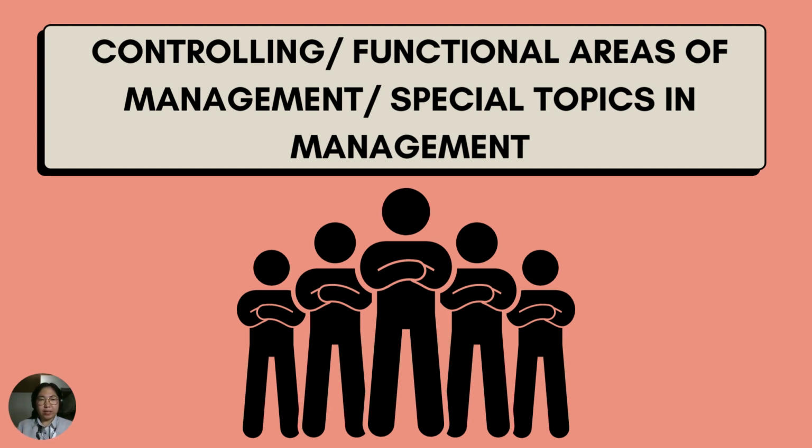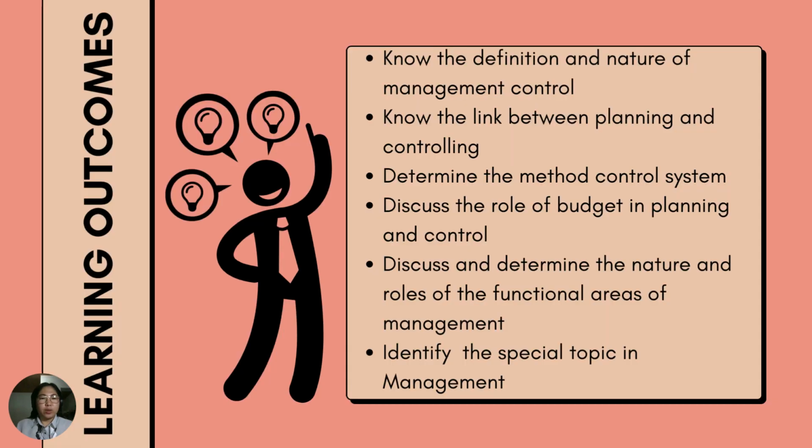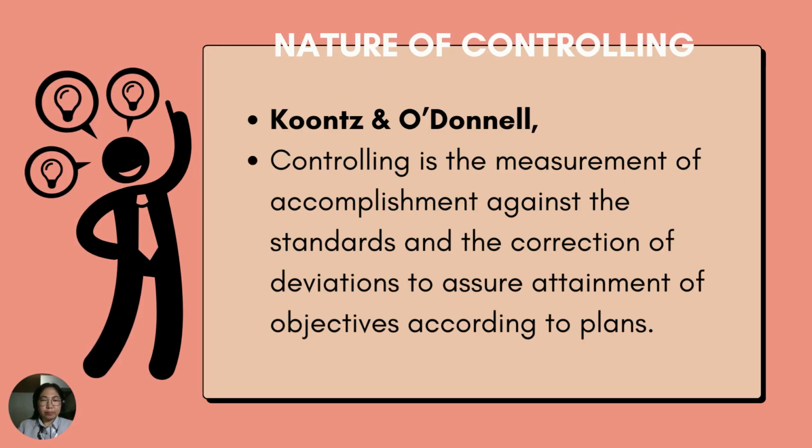So, today we will be discussing controlling, functional areas of management, special topics in management. This is with regards to a chapter in the subject of organization and management. For the learning outcomes, the student must be able to know the definition and nature of management control, the link between planning and controlling, methods of control systems, discuss the role of budget in planning and control, discuss and determine the nature and roles of functional areas of management, and identify the special topics in management.